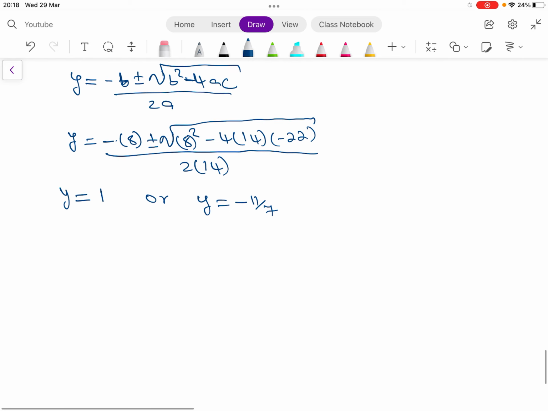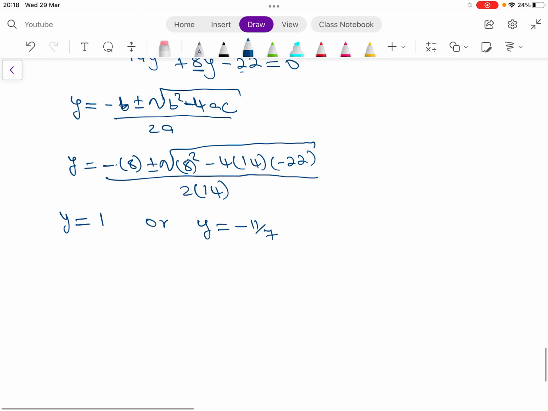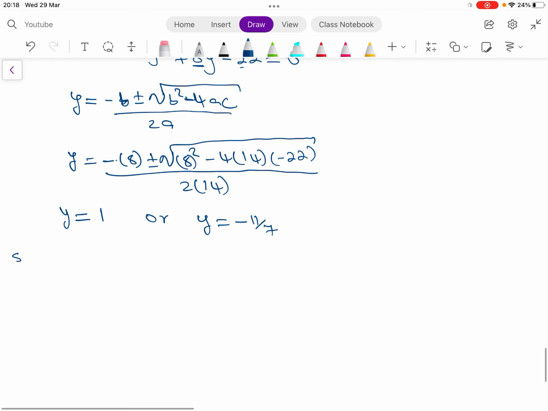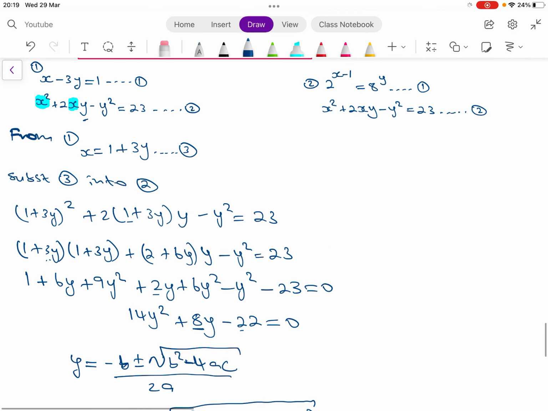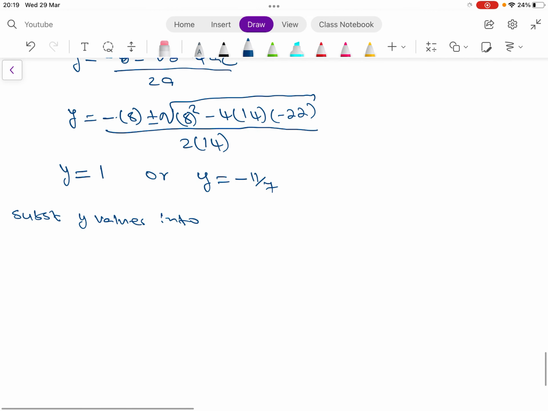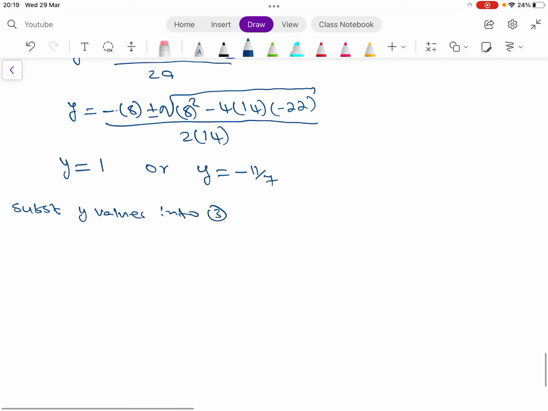So now we have two values of y. We need to get the values of x. To get the values of x, we're just going to substitute each of the y values into the simplified equation, which is that equation 3, for y equals 1, as well as for y equals negative 11 over 7.